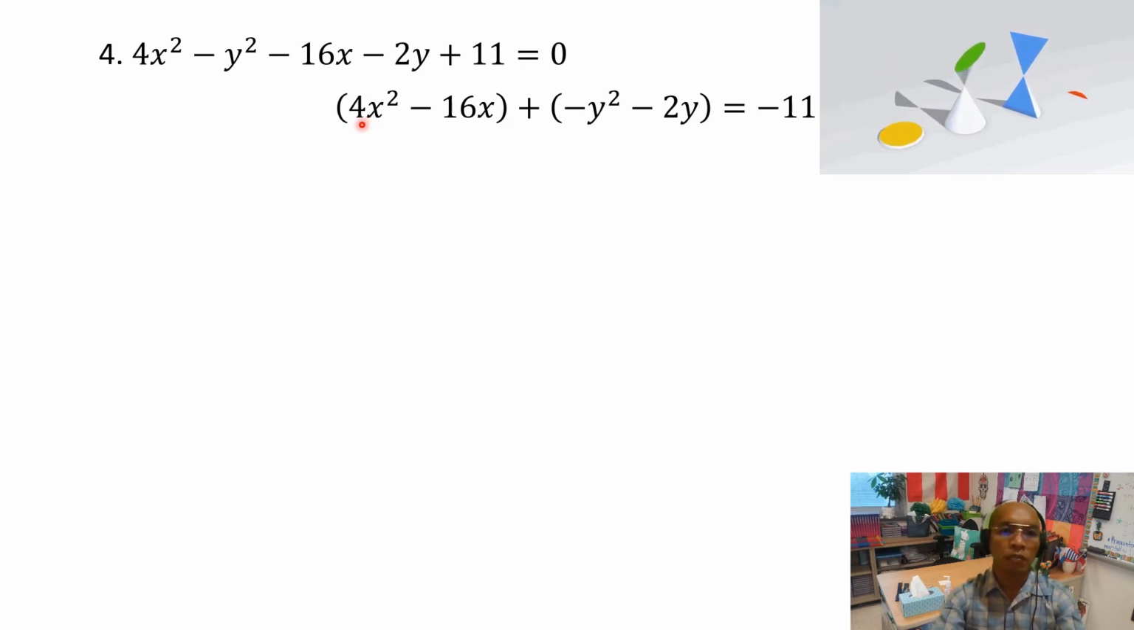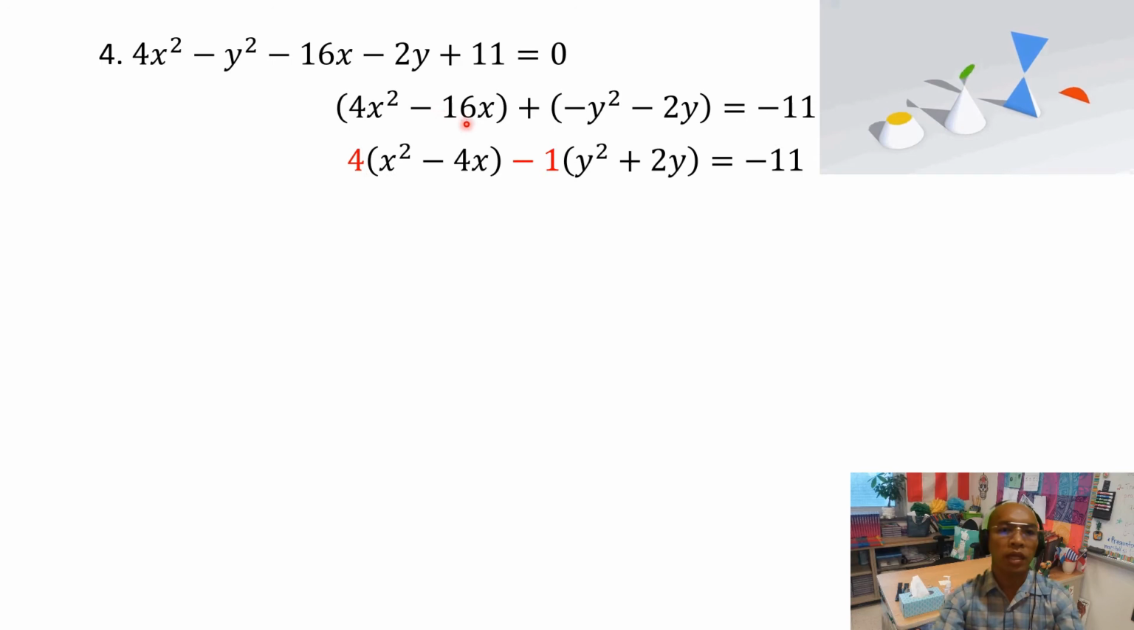So since this is positive 4, we have to extract the common factor, which is 4. So 4x squared divided by 4 is x squared. Negative 16 divided by 4 is negative 4x. So this must also be positive 1, and this is a negative 1 here. So extracting the negative 1, negative y squared divided by negative 1 would be positive y squared. The negative 2y divided by negative 1 is positive 2y. We just copy negative 11.